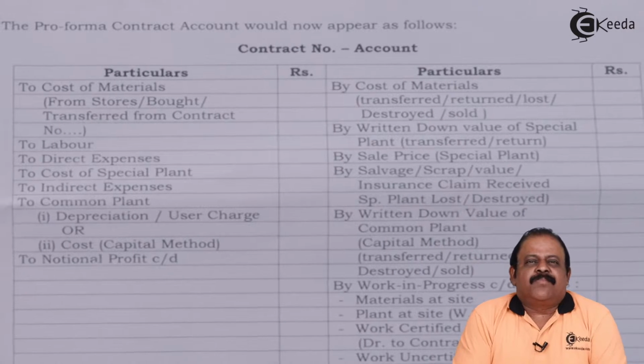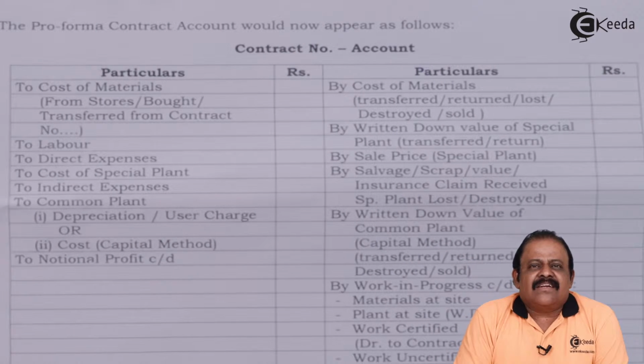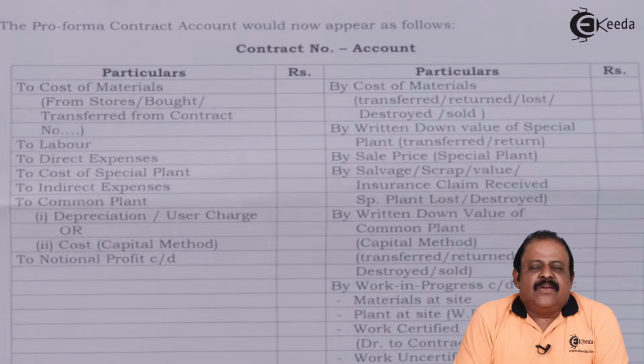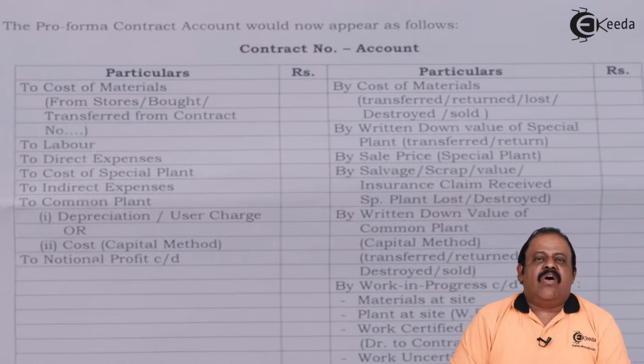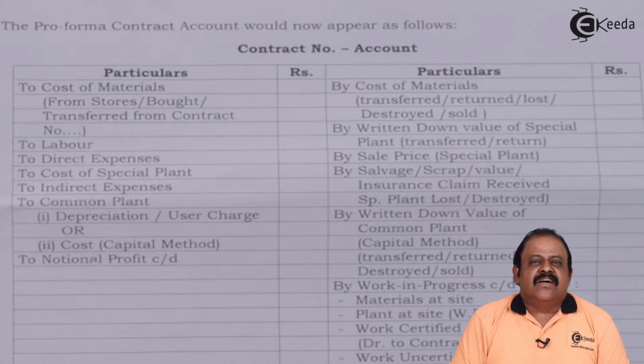What is the basic concept of contract? Contract means an agreement which is enforceable by law. So there are two parties required. One is a person who is giving a contract, and another is the person who is taking a job under a contract. The person who takes a job under a contract is called a contractor.